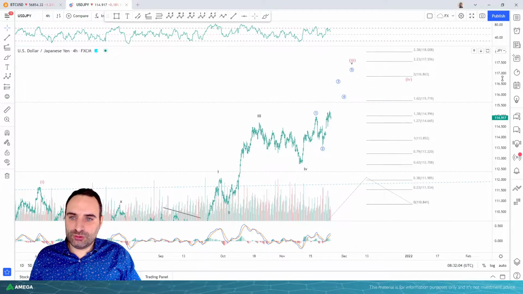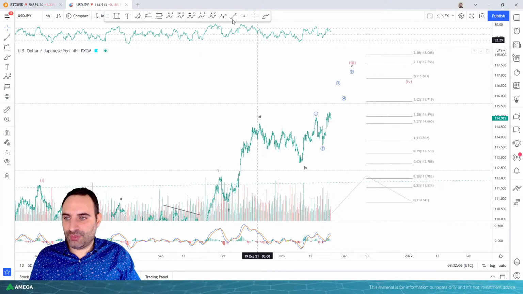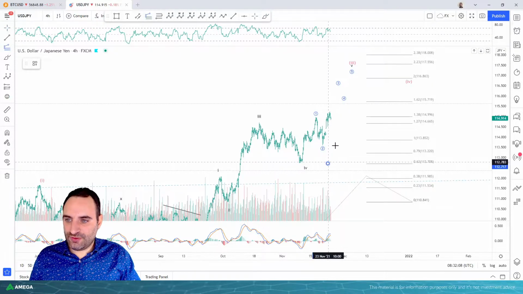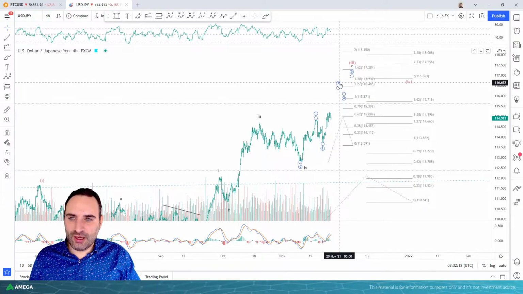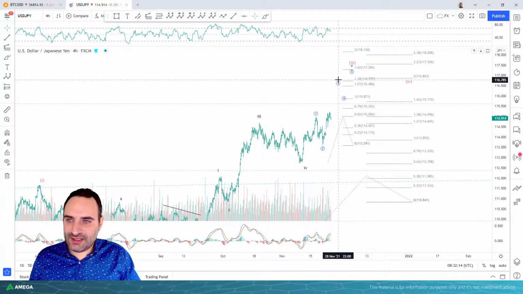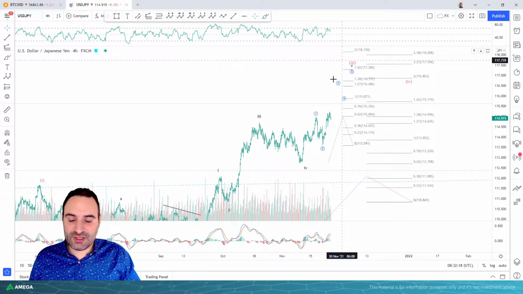Okay, so the main scenario in the short term is that we're going to continue higher and stop around 118 or so, because we can use the Fibonacci expansion over here and assume our wave 3 is going to be around 116.70 or 80. So our 5 is going to be around 170.50 or so, perhaps even higher.